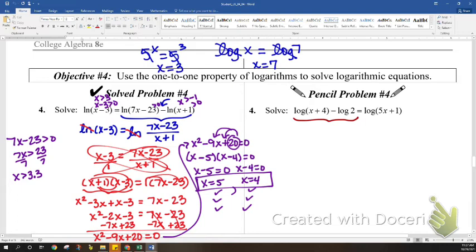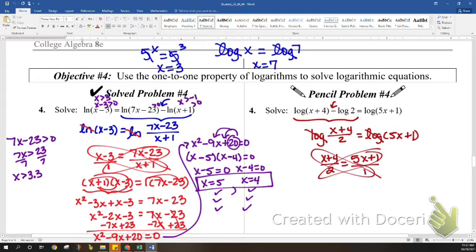But this is just nothing but logarithms, so we can combine so that we can get a log equals a log. So they're being subtracted, so we're going to combine them through division. So log of (x plus 4) over 2 equals log of (5x plus 1). All right, we got log equals a log, so we can cancel them. So we know that (x plus 4) over 2 is equal to (5x plus 1) over 1. Cross multiply and divide. So 2 times (5x plus 1) equals 1 times (x plus 4).